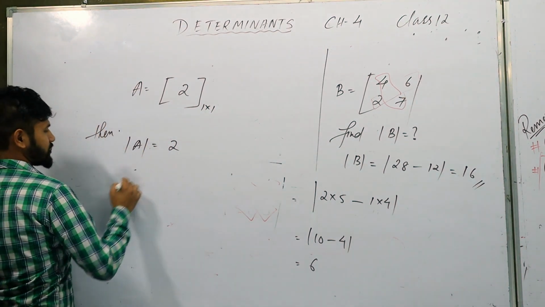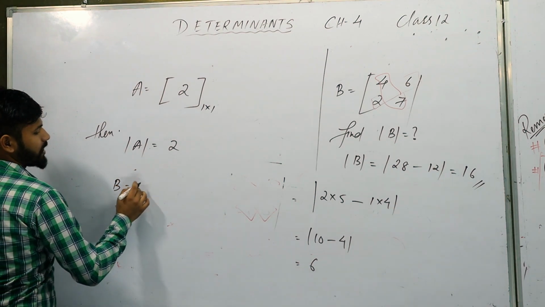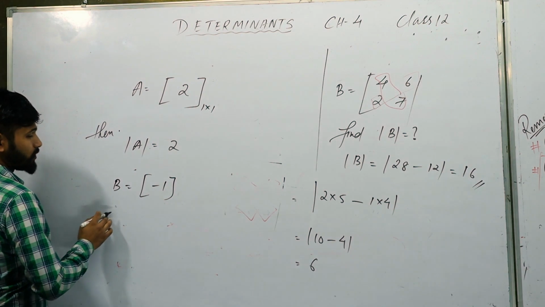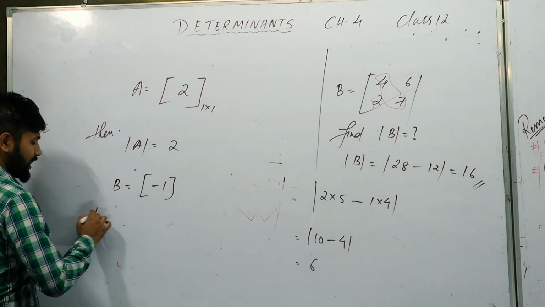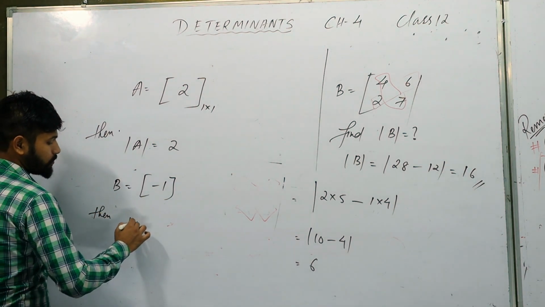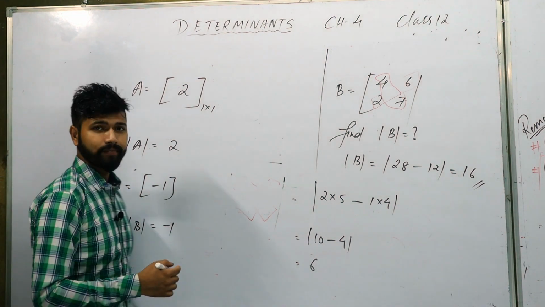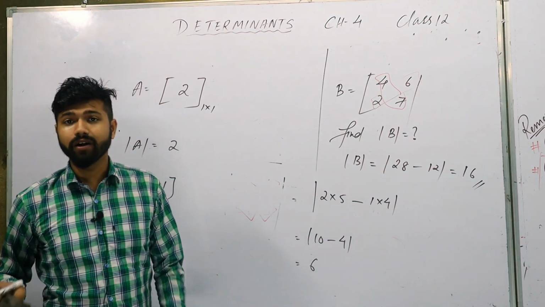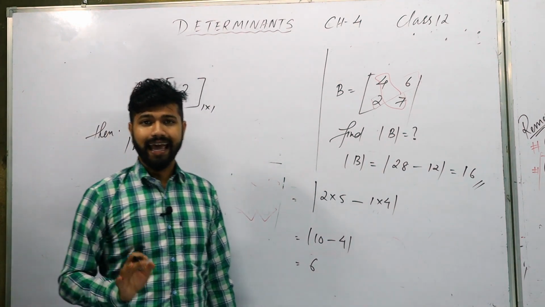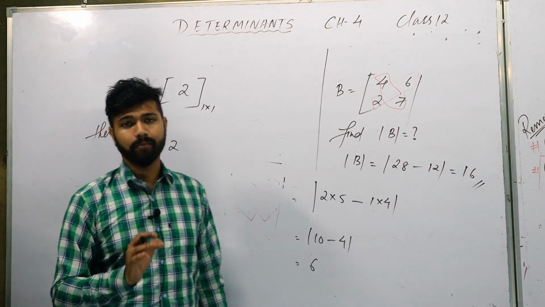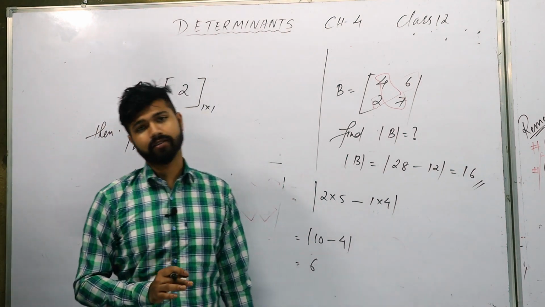For example, consider B is another matrix with the element, suppose, minus 1. Now tell me what will be the determinant of B. Then determinant of B will be minus 1 only. So what we come to know from here is that when the order of the matrix is 1 cross 1, in that case the determinant of that matrix will be the same value as mentioned in the matrix. Clear?